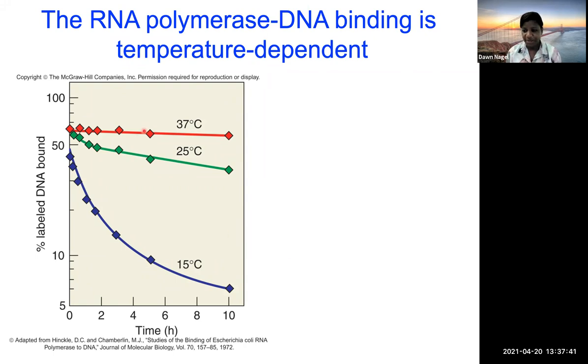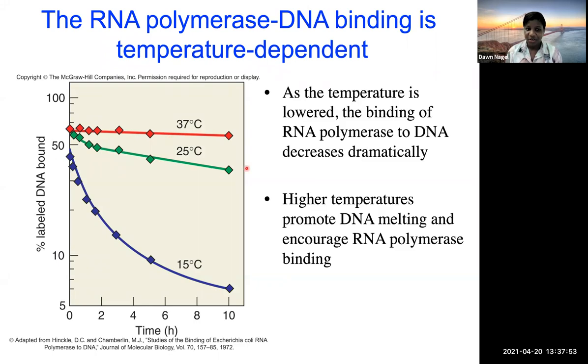So what do you expect? So 37, okay, so there's 37 and there's lower temperatures. So both are important. So at 37 degrees Celsius, right? You will have higher temperature will promote the DNA melting, right? So the DNA is going to separate, and that way the RNA polymerase is going to be able to bind better, right? So as a separated DNA.